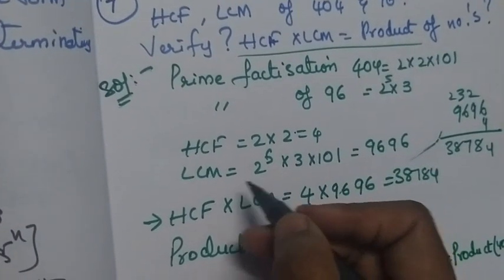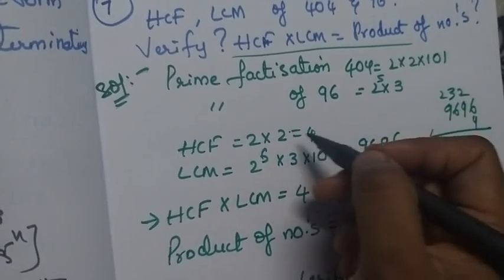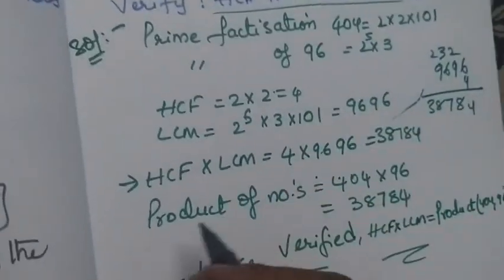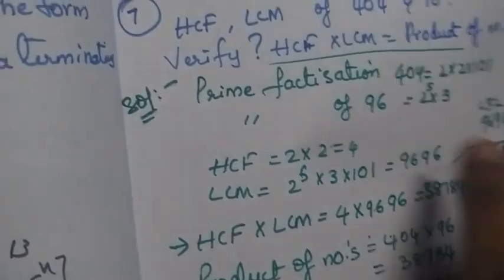First we have to find the HCF and LCM of the given numbers. Okay, very easily we can find the HCF by using prime factorization. Okay, after that we have to verify the solution.